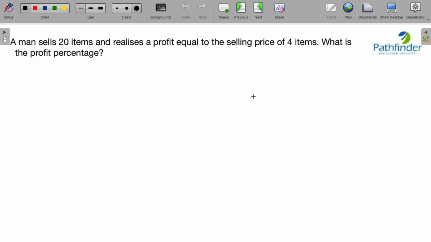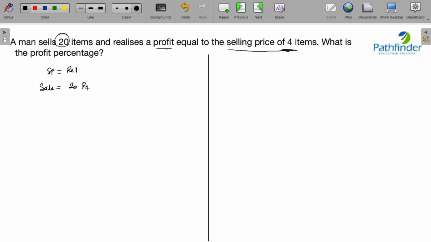Next, a man sells 20 items and realizes a profit equal to the selling price of 4 items. Okay. So since he's selling 20 items and since this profit is given in terms of selling price of 4 items, now remember this, the profit is given in terms of selling price of 4 items. So I will assume the selling price to be rupees 1 in this case. How many items has he sold? 20 items. So total sale must be 20 rupees. So 1 rupee for each item and 20 items.